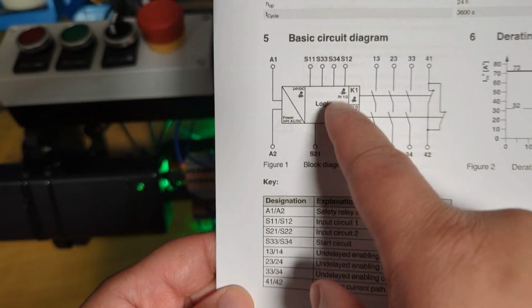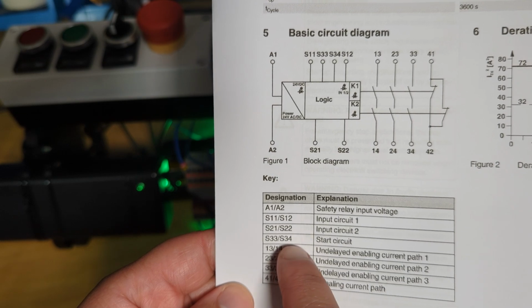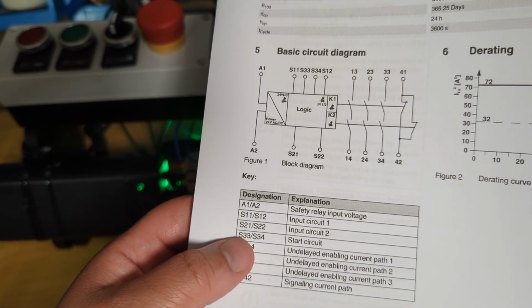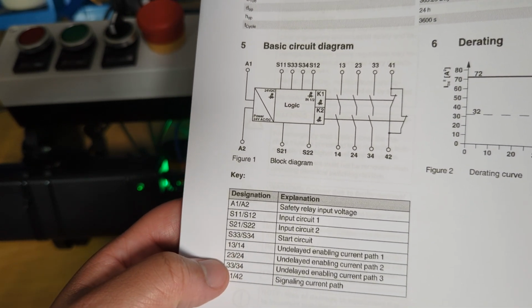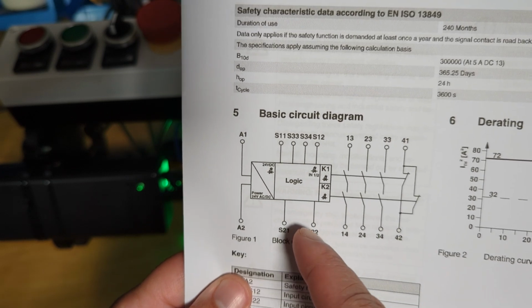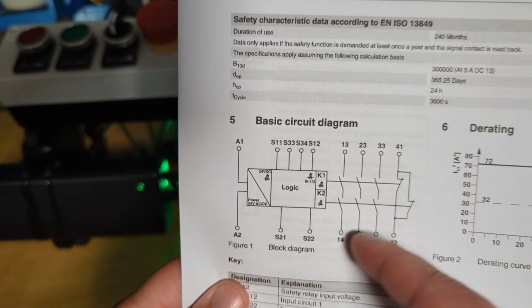Actually, okay, sorry. It can only take in two channels, and then S33 or S34 is the start circuit. So that's what my push button is connected to. My push button is wired to S33, S34. And so this is my control logic part of the safety relay, and then I've got the outputs that I'm driving.